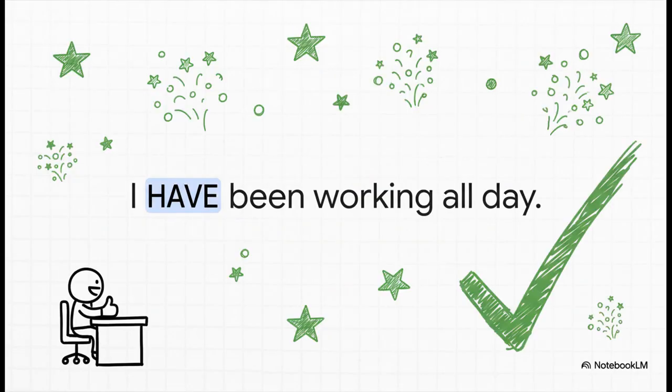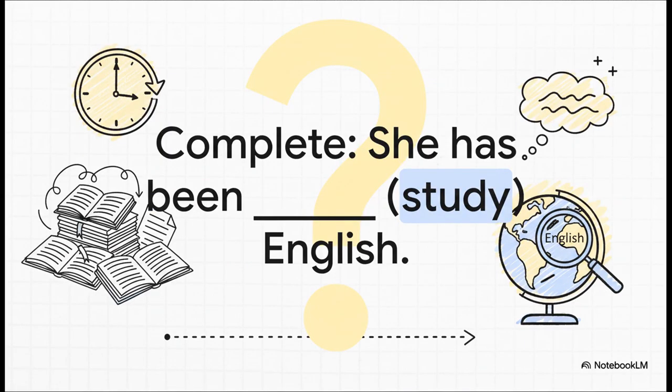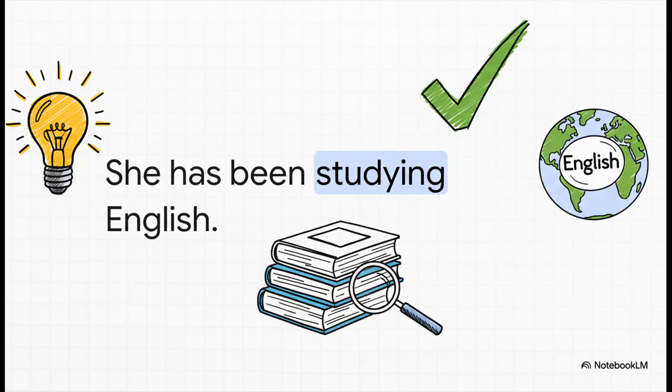Because our subject is I, we use have. Fantastic. Okay, what about this one? She has been blank English. We need to do something to that verb, study. What is it? Exactly. She has been studying. We just add that ing on the end. Remember, it's a key part of our recipe. Great job. Last one.